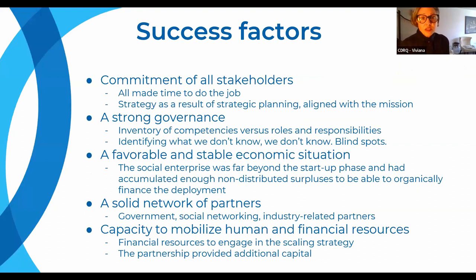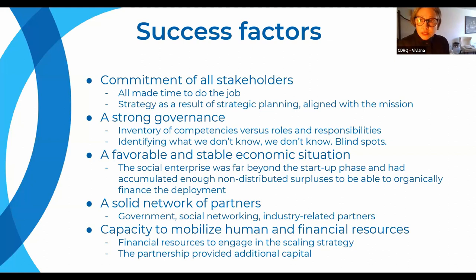So the success factors were the commitment of all stakeholders. All the employees and external stakeholders made time to do the job, to put the scaling into practice. A strategy as a result of strategic planning, aligned with the mission, that's very important. You're not going to apply a tool that keeps you away from the mission, objective, and vision of the stakeholders and management.